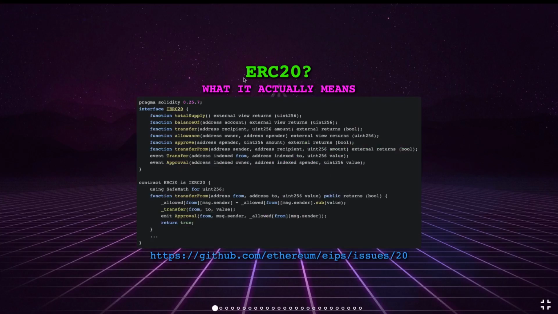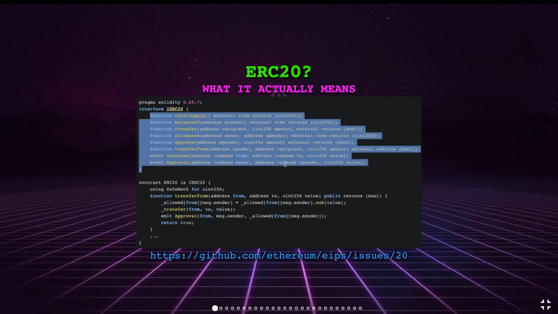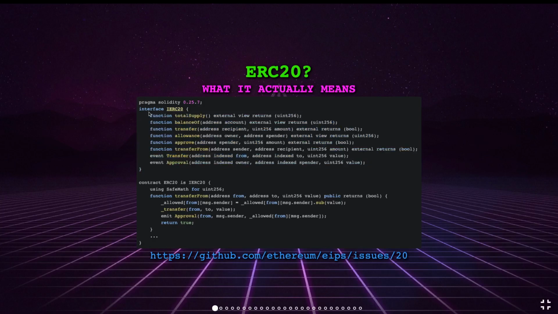Oftentimes you'll hear about ERC20 tokens, and I had this slide in the last one as well, but I just added a bit more here to give a bit more context. Basically, if somebody tells you that something is an ERC20 token, all that it means is that it implements this interface here, okay? All that it's saying is that this particular contract, here's an example of a contract, contains these functions in it.